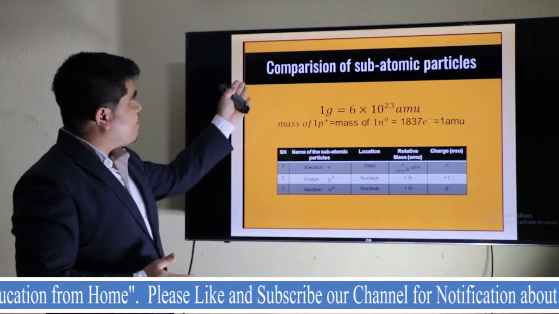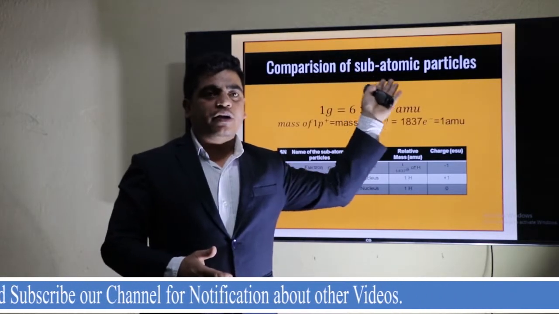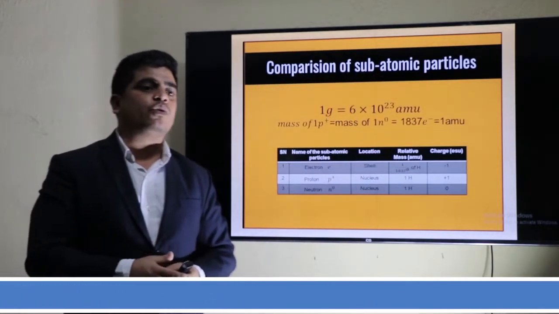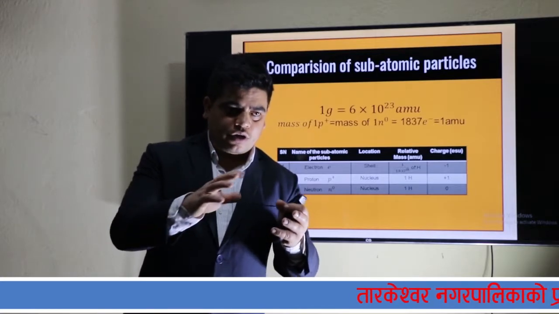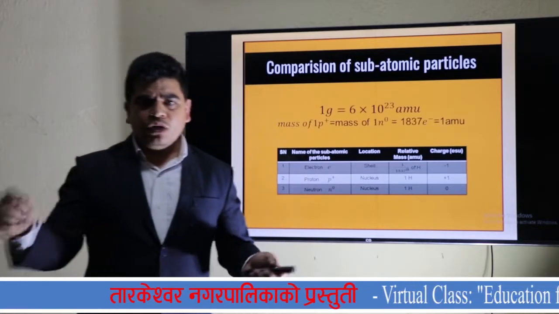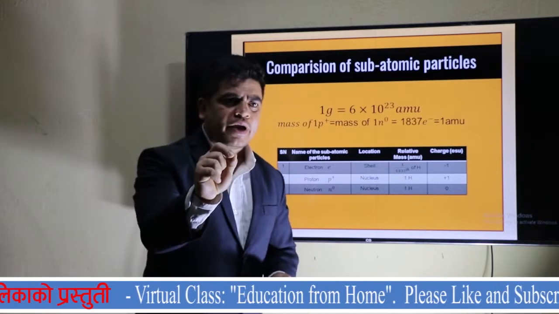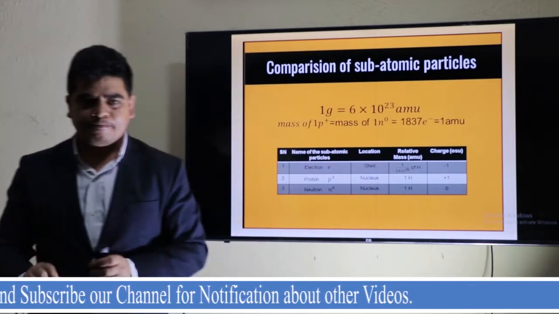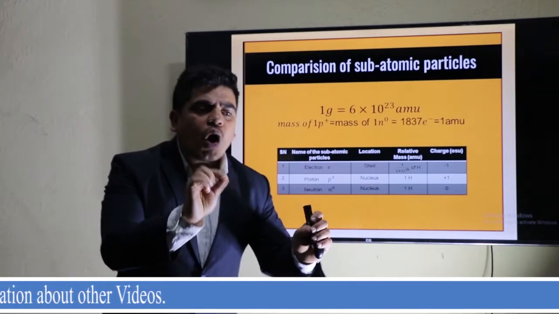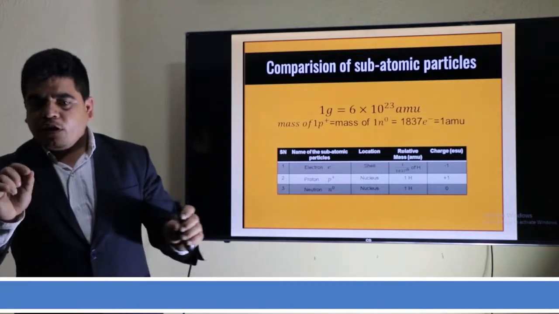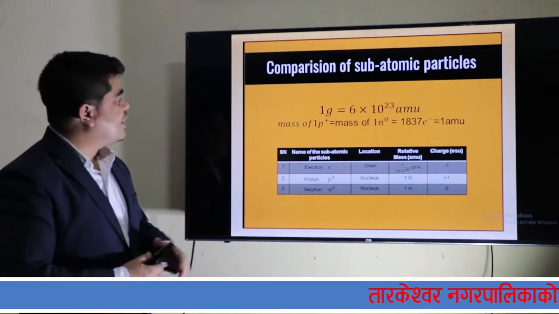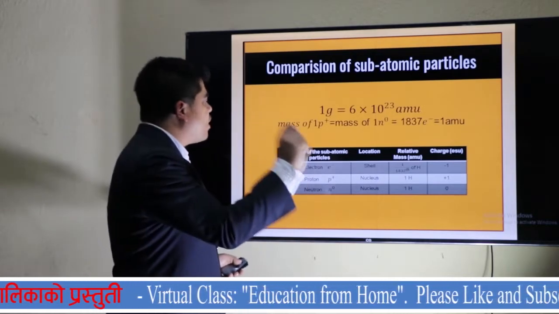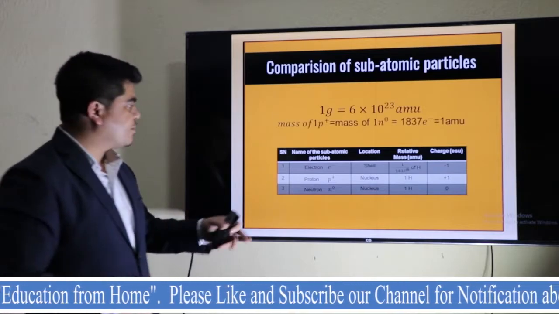So I'm going to discuss the comparison of subatomic particles. Before that, we're going to discuss the atomic structure, or the basic structure of an atom. According to scientists, an atom is a sphere having a diameter of 10⁻¹⁰ meters. There are smaller particles in an atom, called electrons, protons, and neutrons. These are the smallest particles in an atom.